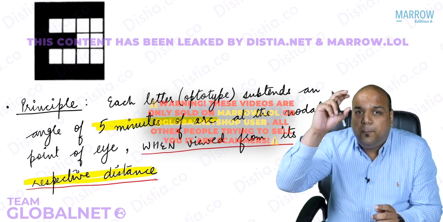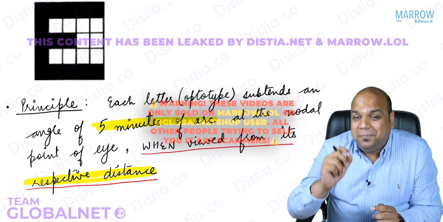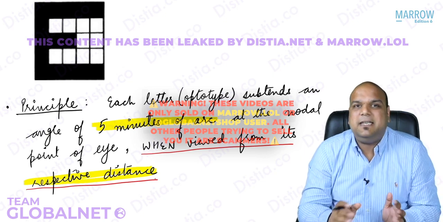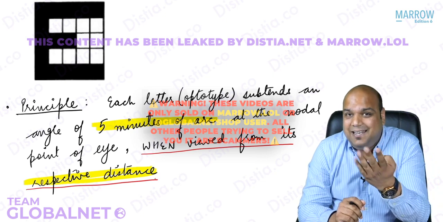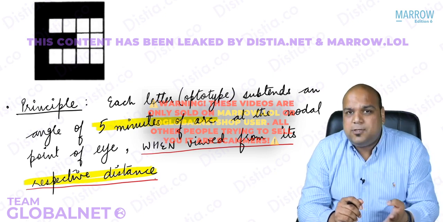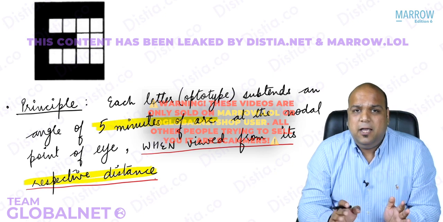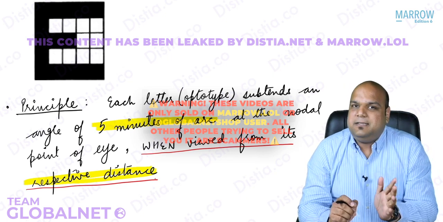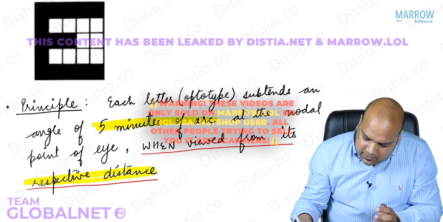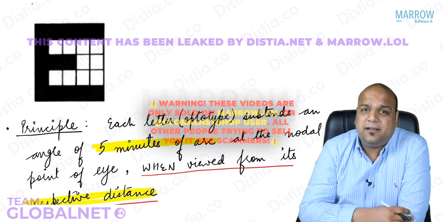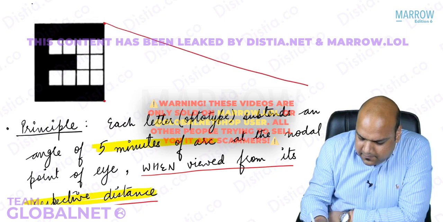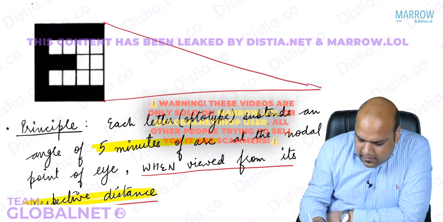That means that the topmost row of letters will subtend an angle of 5 minutes of arc when viewed from how much distance, everybody? 60 meters. The fourth row, everybody, 60, 36, 24, 18, will also subtend 5 minutes, but when viewed from 18 meters. So each letter will subtend 5 minutes from its respective distance. Now, why is that so? Because the size of each letter is constructed in such a way that the topmost edge and the bottommost edge subtend an angle of 5 minutes.